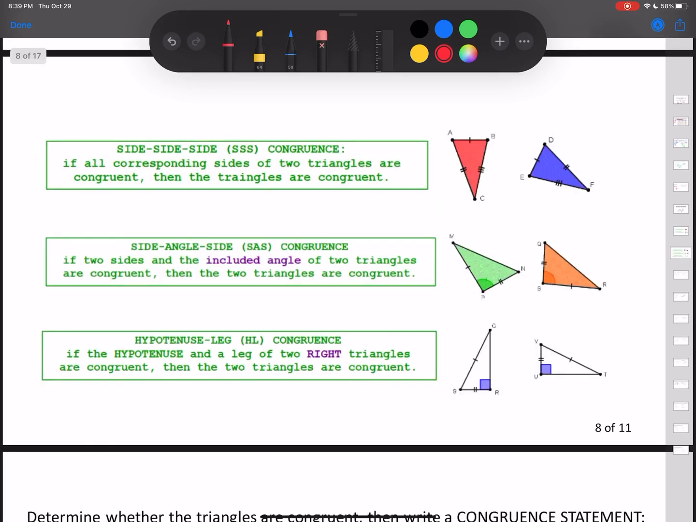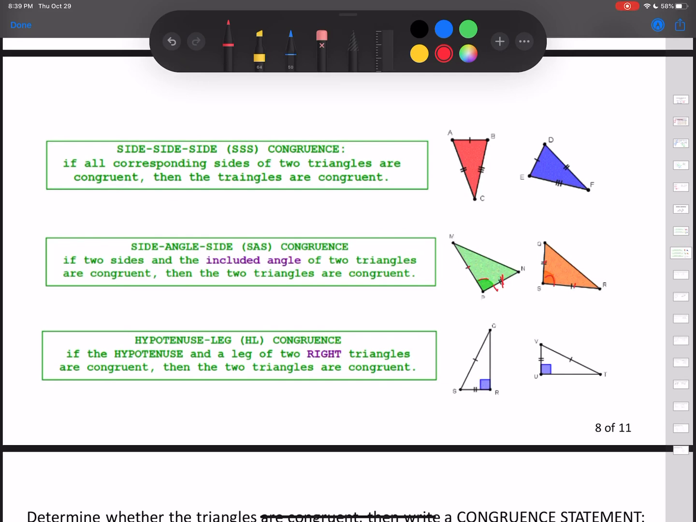All right, this one's the easiest one, side, side, side. If all 3 of the corresponding sides are congruent, you have a congruent triangle. What I mean by congruent triangle is, if I have 3 sides congruent, all the angles are also congruent. Next one is side, angle, side. So we have a side, the inside angle, and then the other side. The side, the inside angle, and the other side. So that makes it congruent.